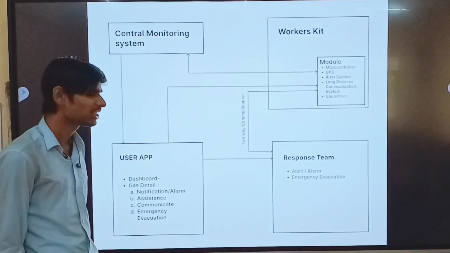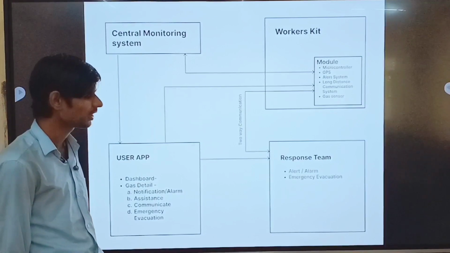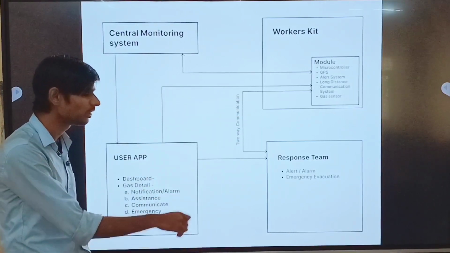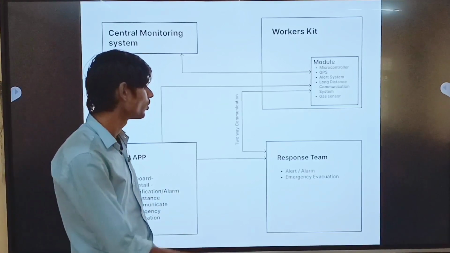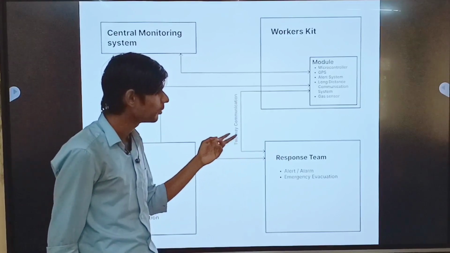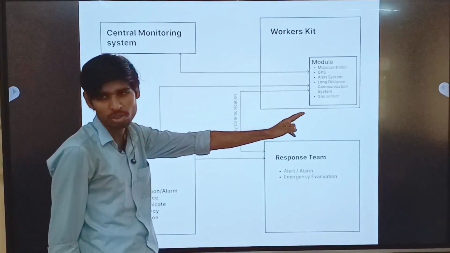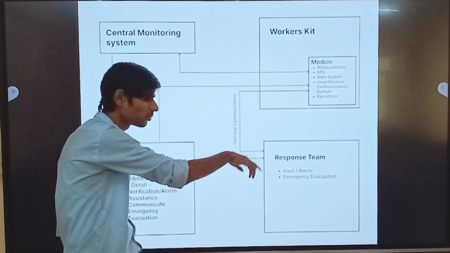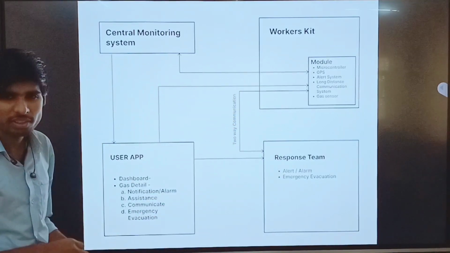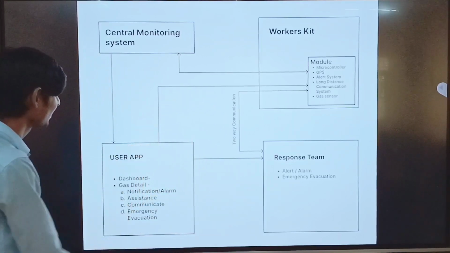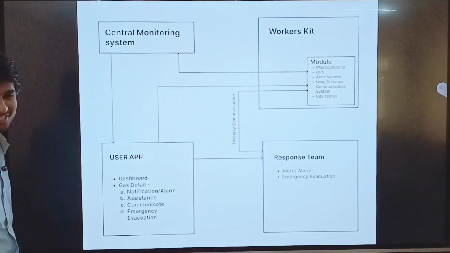We have a response team which is responsible for the emergency evacuation and responding to the alarm, which will be sent by the worker kit directly to the response team. There is a bidirectional communication channel, and the response team also sends commands to the module directly, and the module can also directly send responses to the response team, so that there is very low latency. And this is our solution. Thank you.